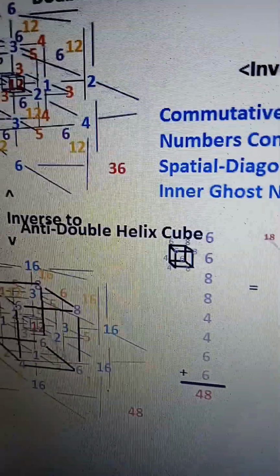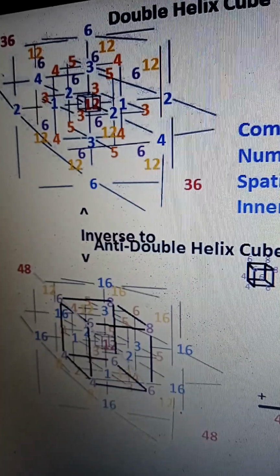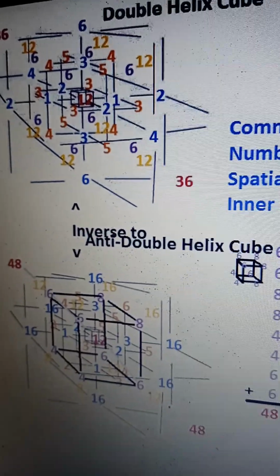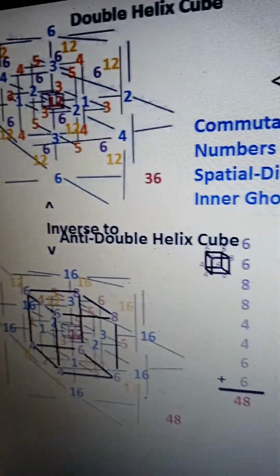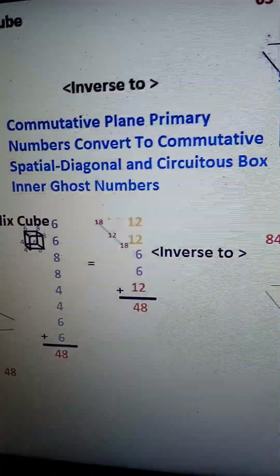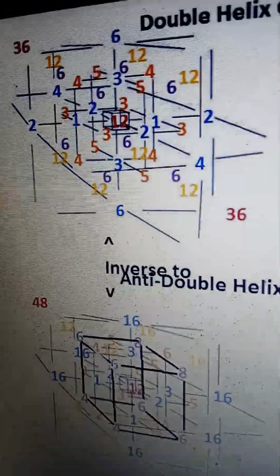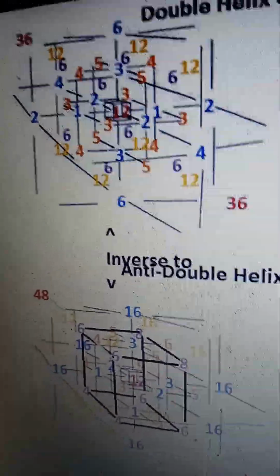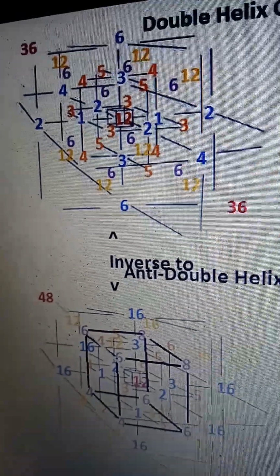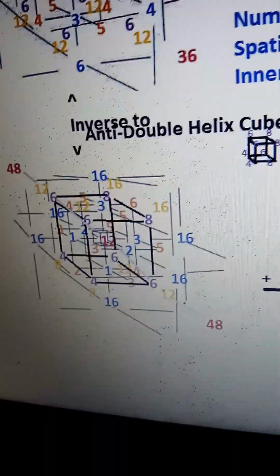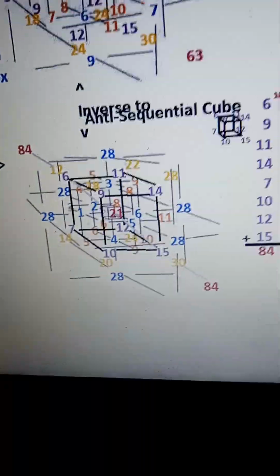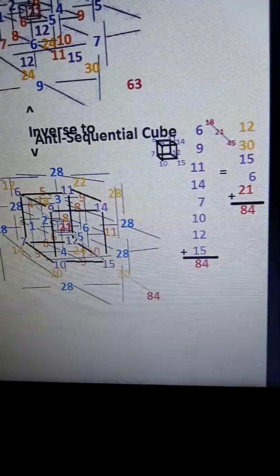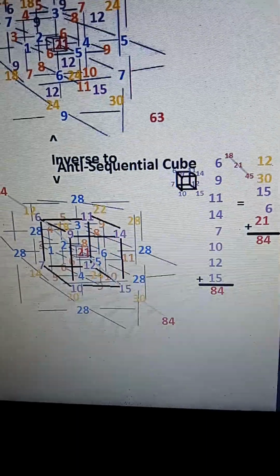And I was just playing around, but I've been investigating the primary numbers, and I just realized that the commutative property is conserved as you move from the plane primary numbers to the spatial diagonals and the circuitous boxes, which are the two main features of any magic ghost number cube: circuitous box and spatial diagonals.